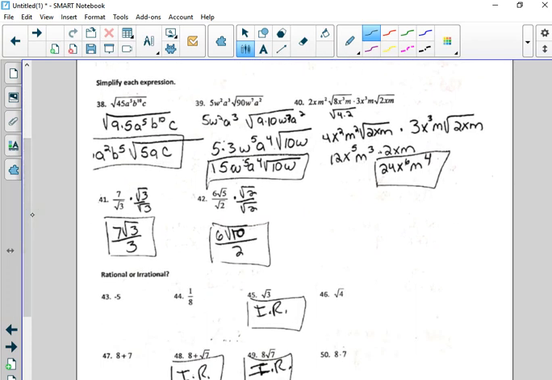More practice for simplifying. Okay, so nothing really new here. I'm not going to go over it. We've already covered these problems, just good extra practice. Now, down at 41 and 42, this is rationalizing. Okay, very simple ones. So not really complicated.